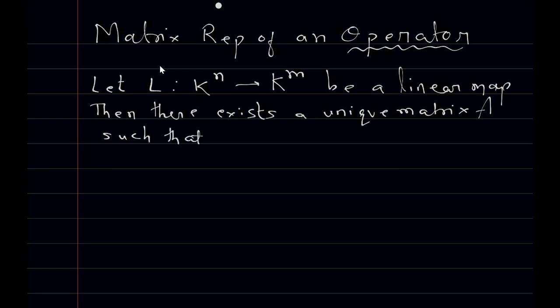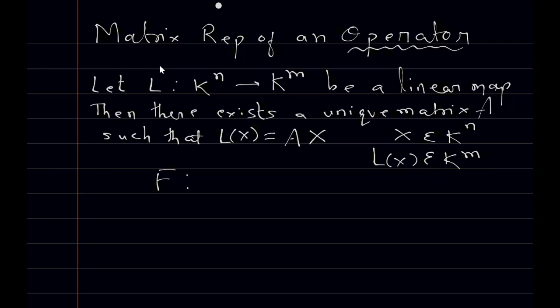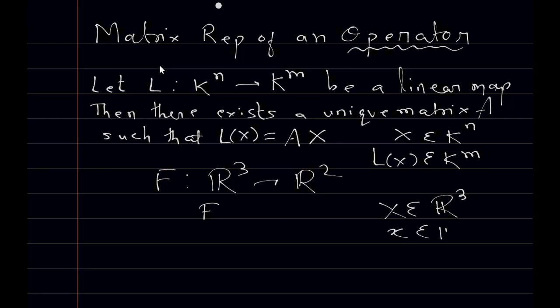what the matrix does, when it acts on an element x which belongs to Kn, it gives you a vector in Km. So L of x belongs to Km. If you don't understand this, then remember the example I did when I wrote a projection operator that took you from R3 to R2. Any element that belongs to R3, the map, when it acts on it, gave you an element x in R2.